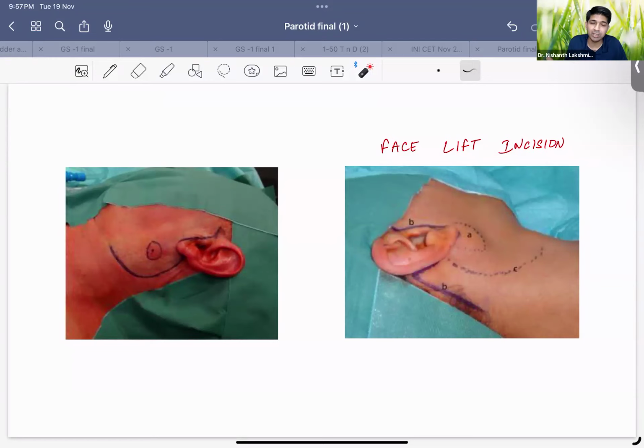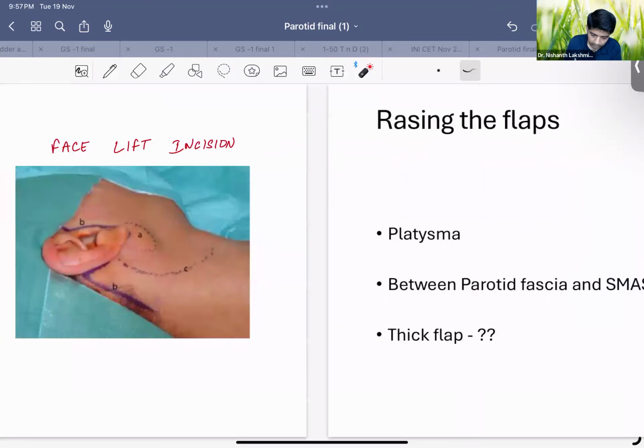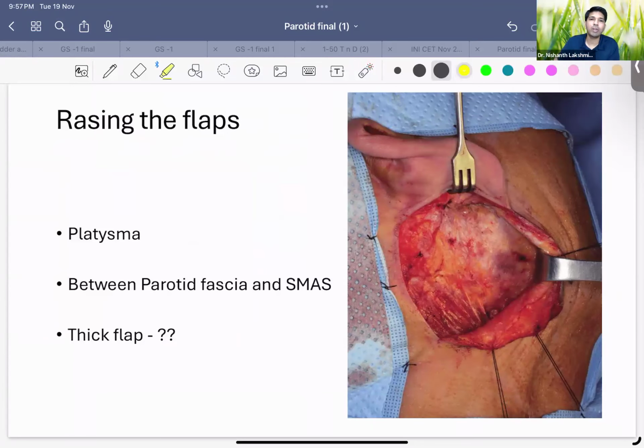Of course, it makes the surgery a lot more difficult because you have to raise a big flap. But they say that if you can avoid this scar, let's try to do that. This is just for you to know that there is an alternate, slightly more cosmetically appealing way of reaching the parotid, called the modified facelift incision. Then, of course, you're going to raise the flap.